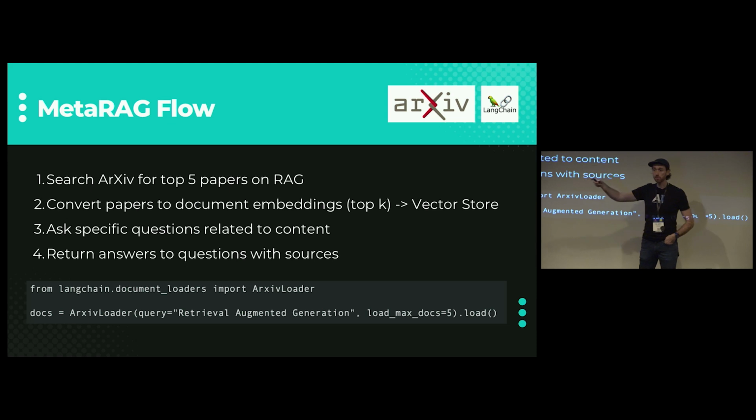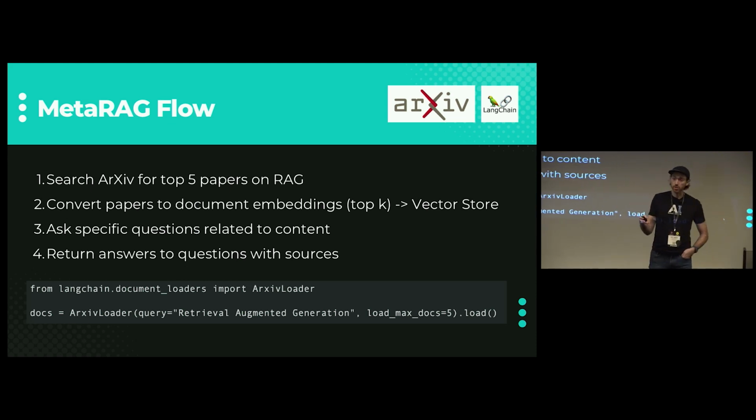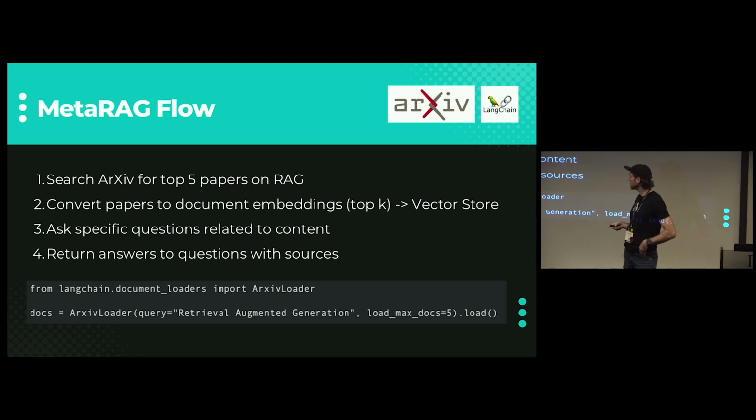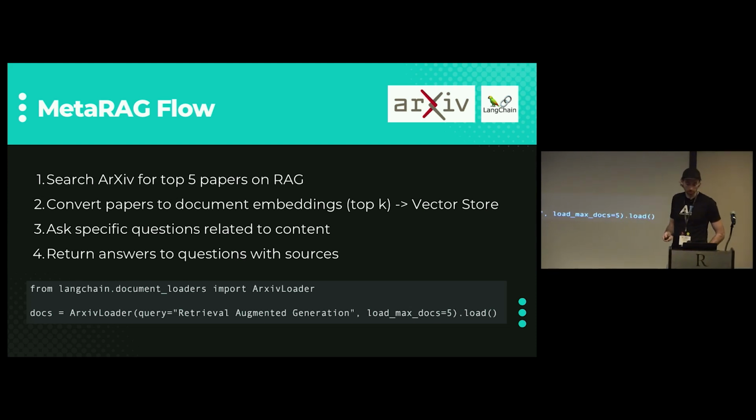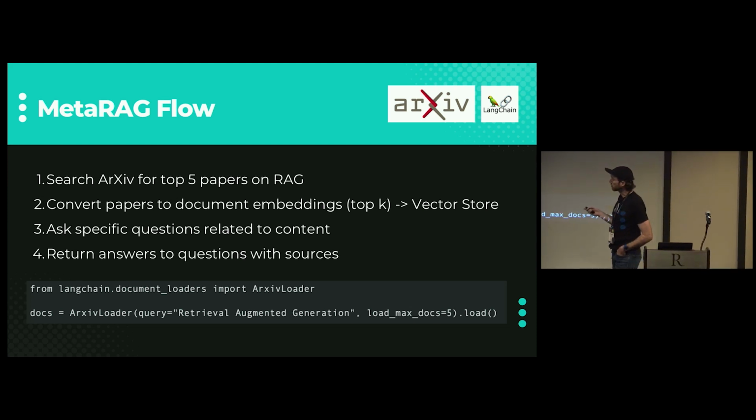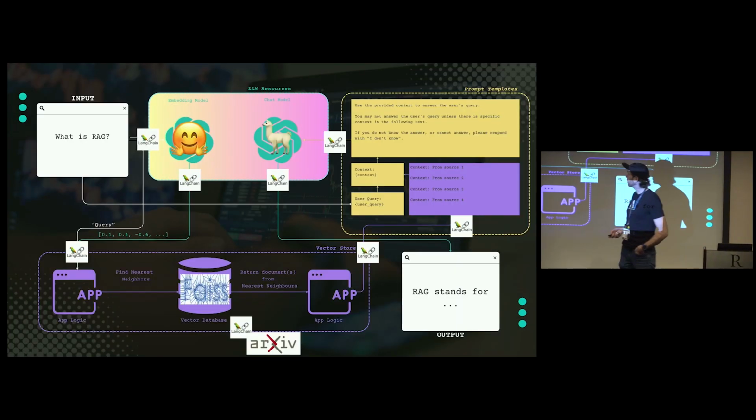The arXiv papers have a quick integration into LangChain. This is very easy to do. And we'll go ahead and take those top 5 papers, usually 5, sometimes Chris changes this on me, and then convert those papers to embeddings, right? Tokenization, embedding, top K of them. We're going to put those into our vector store. We're going to use the FAISS vector store this time. We're going to ask specific questions related to the content, like what is RAG, and we can return answers to questions with sources.